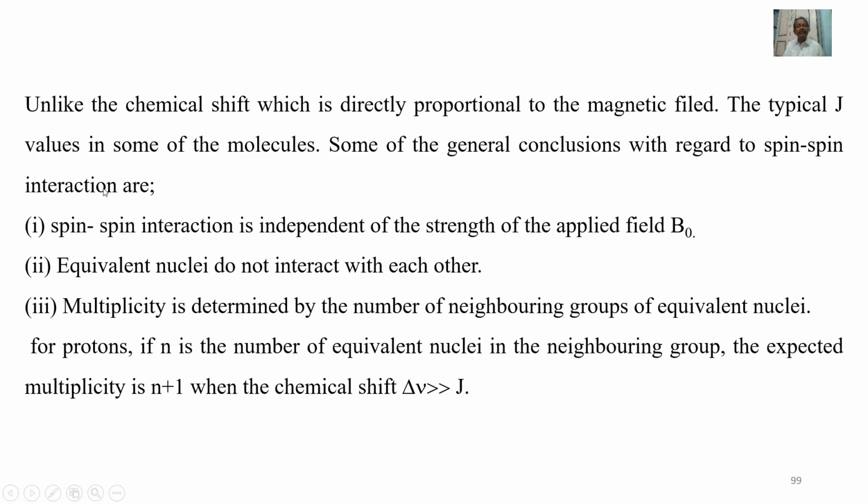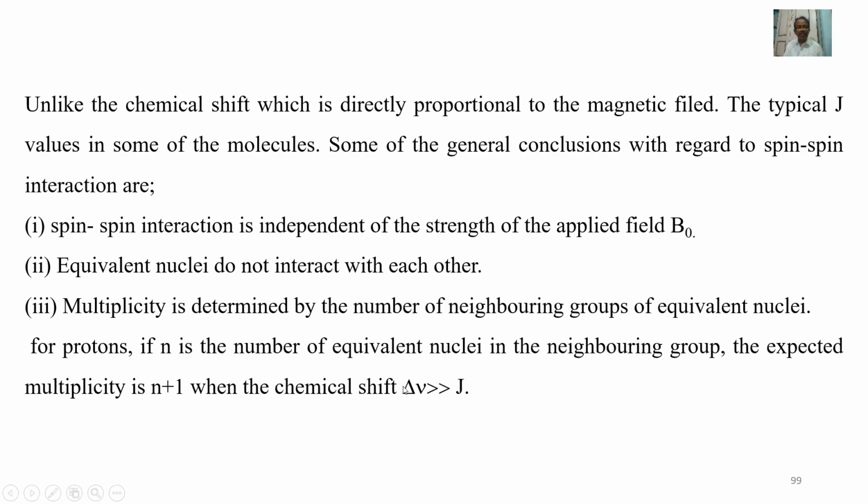Unlike the chemical shift, which is directly proportional to the magnetic field, spin-spin interaction is independent of the strength of the applied field B0. Considering the typical J values in some molecules, some of the general conclusions with regard to spin-spin interactions are: Equivalent nuclei do not interact with each other. Multiplicity is determined by the number of neighboring groups of equivalent nuclei for protons. If n is the number of equivalent nuclei in the neighboring group, the expected multiplicity is n plus 1.